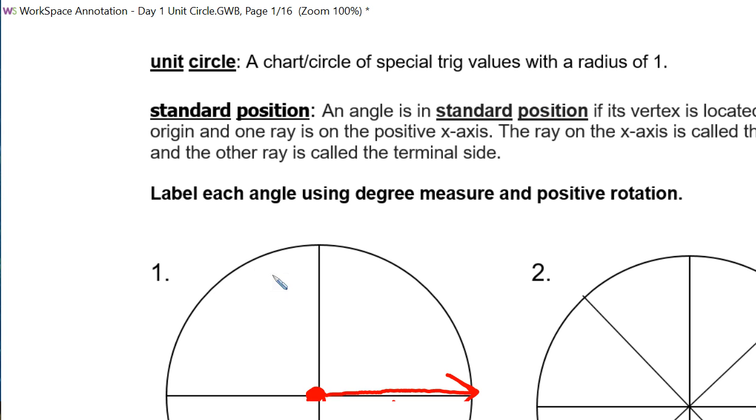What does initial mean? Beginning. So that's the initial side of the angle. And the other ray is called the terminal side.